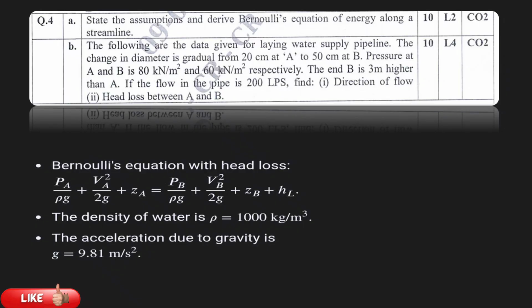From Bernoulli's equation you can solve this problem. So Bernoulli's equation with head loss: PA divided by rho g plus VA square divided by 2g plus ZA is equal to PB divided by rho g plus VB square divided by 2g plus ZB plus head loss HL. Then we know that the density of water is 1000 and acceleration due to gravity g is equal to 9.81. Using these data, we can solve this problem.